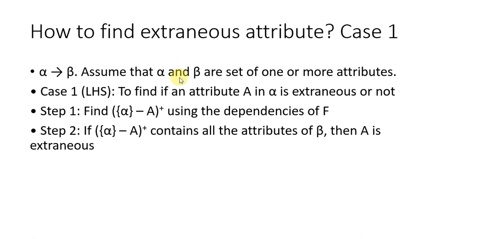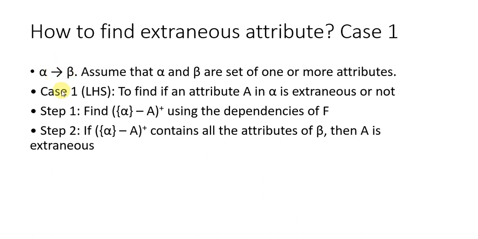So we have case one, where the extraneous attribute occurs in the LHS of the functional dependency. Suppose we have alpha to beta, that is a functional dependency. Assume that alpha and beta are sets of one or more attributes.